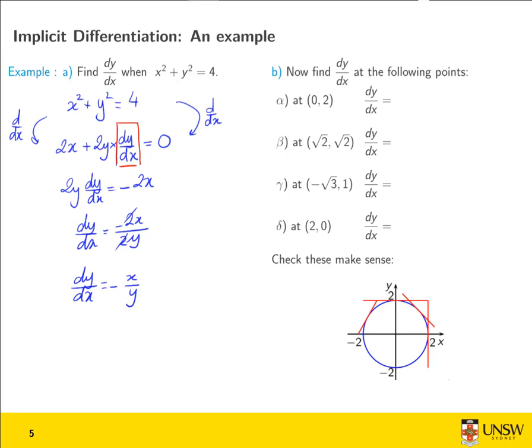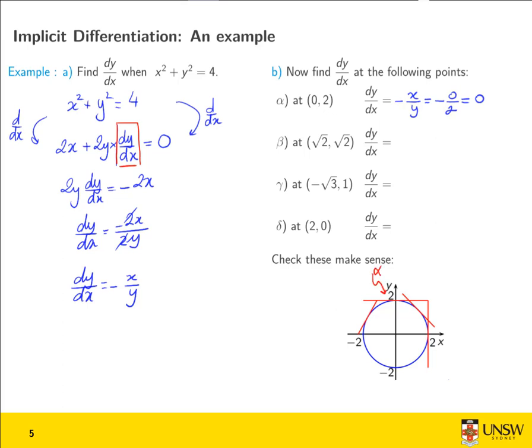So question alpha, let's look at what happens at the point 0, 2, which is this one. So we know that the derivative of y with respect to x is always minus x on y, and if we sub in our values, x is 0 and y is 2, and we get 0. That means that the slope of the tangent line is 0. That's a horizontal tangent line. That's exactly what we're getting.